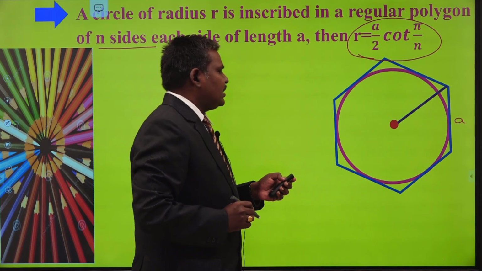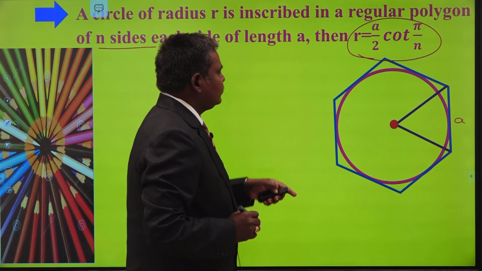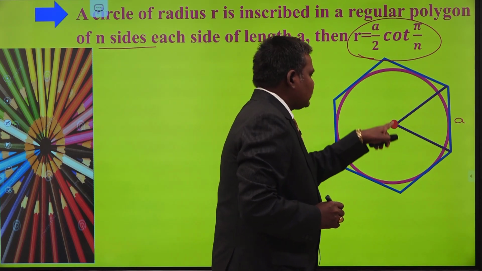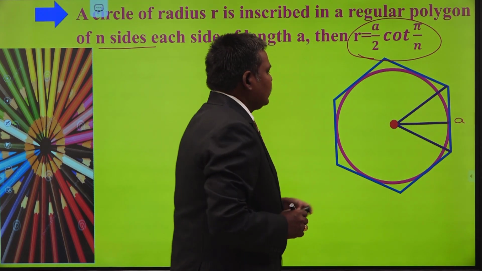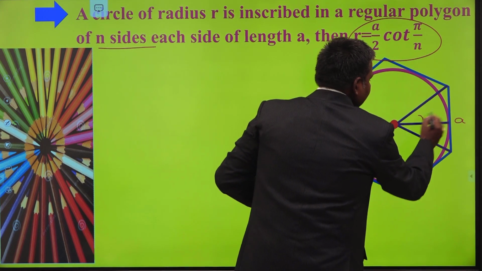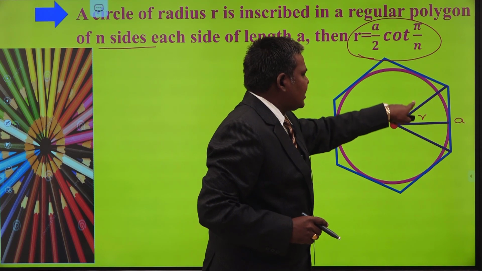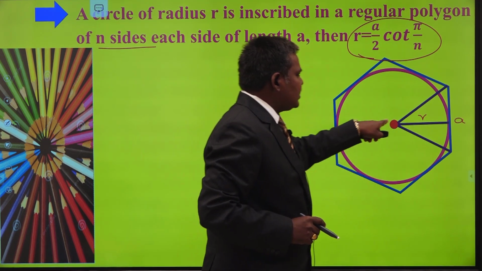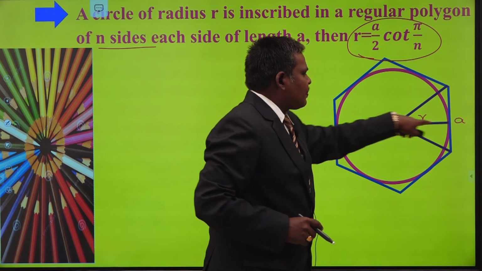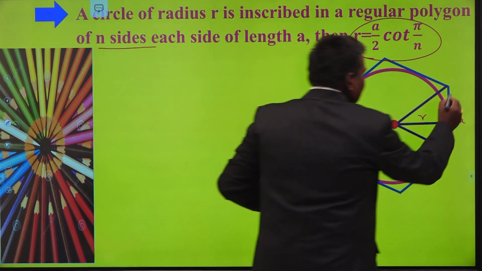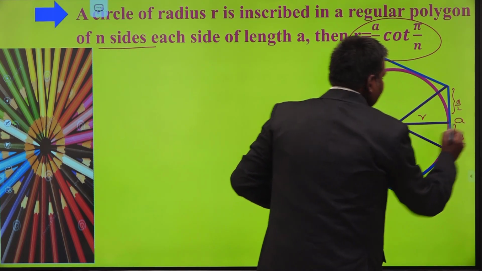I am going to join the center to the vertices of the regular polygon like that. This is not R. The distance from here to here is R units. Now, my question is, is it an isosceles triangle or not? Again, it is an isosceles triangle. These two lengths are equal. This is the radius of the circle. So, for this isosceles triangle, the line is the perpendicular bisector. That is why its length is half. This is a by 2. This is also a by 2 units.